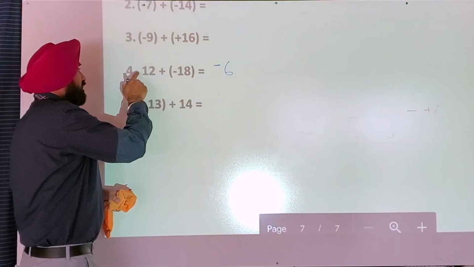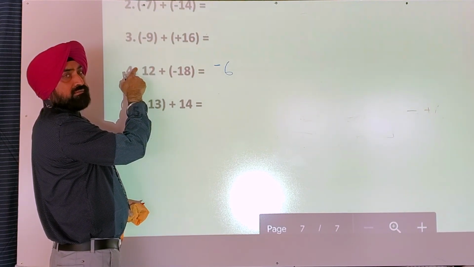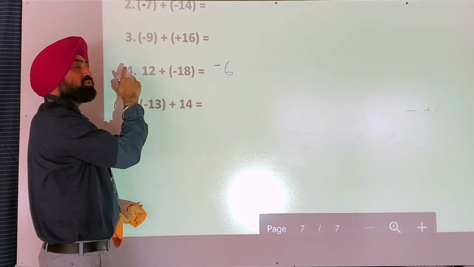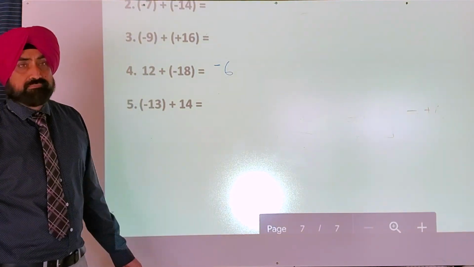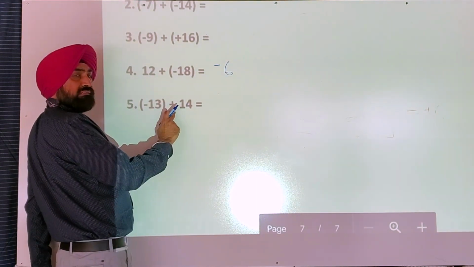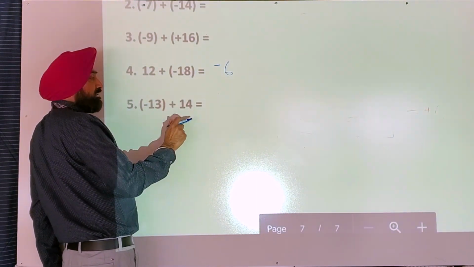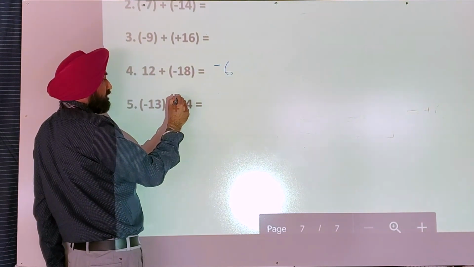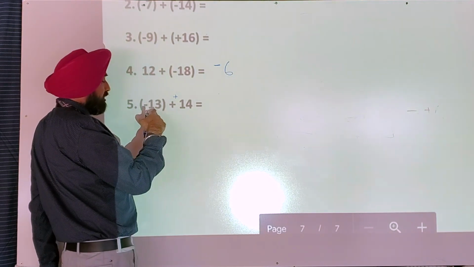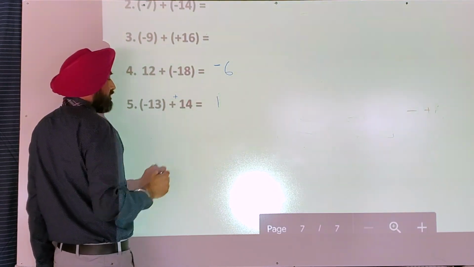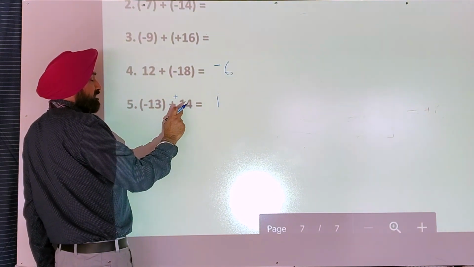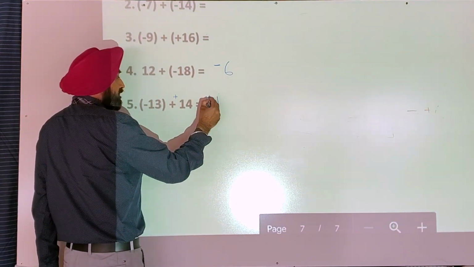And in this case, I didn't put any sign here, just to confuse you, because there is no sign. If there is no sign with an integer, it means it is positive. Next one, again negative 13 plus positive 14. There is no sign here. So this is positive 14. So one negative, one positive, we subtract. 14 take away 13 is 1. Which one is bigger? 14 is bigger than 13. So because 14 is positive, it should be positive.